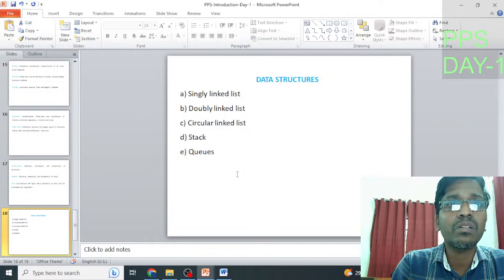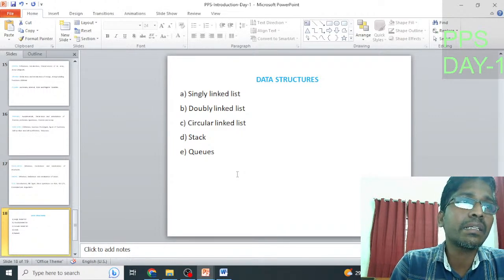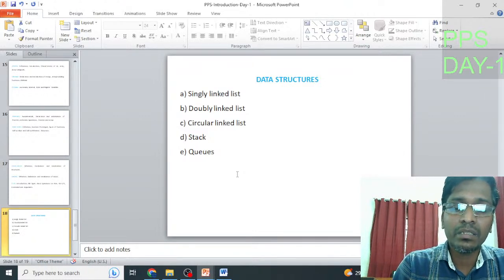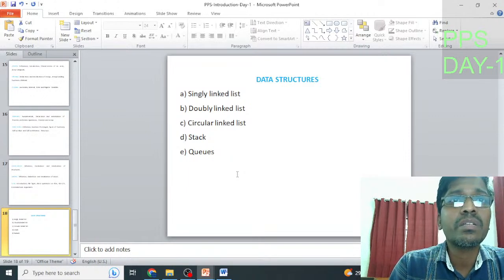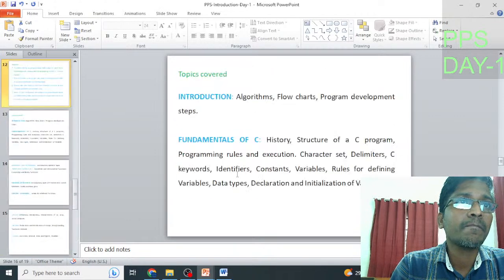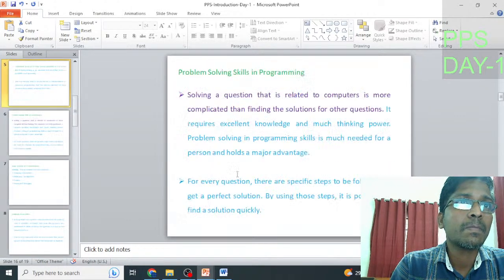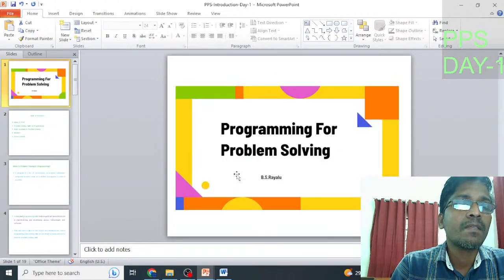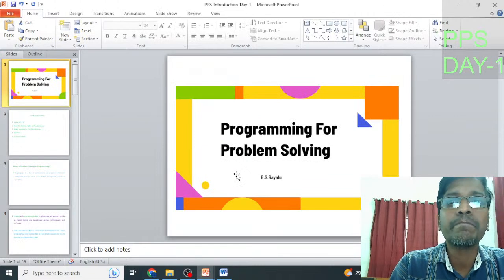So these are the topics I cover in this entire 30 day program. So I cover C programming concepts, and I will cover some of the data structures concepts. So that is for programming for problem solving.